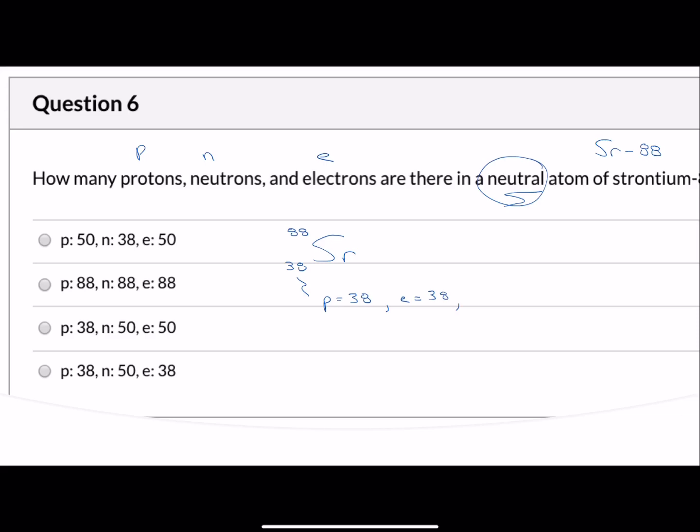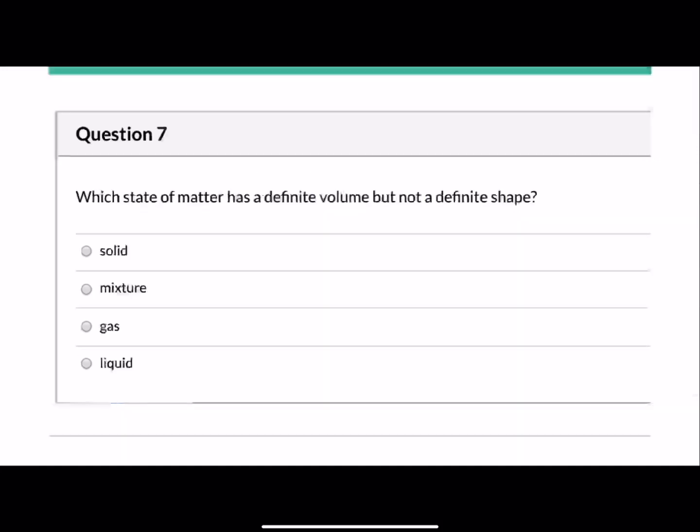And then it's just kind of a quick back of a napkin calculation to calculate the number of neutrons. And you should know that in order to determine the number of neutrons, I simply take the mass number and I subtract the atomic number. So 88 minus 38, so that gives me a total of 50 neutrons. So that must be this one right here. All right, let's take a look at question number 7.